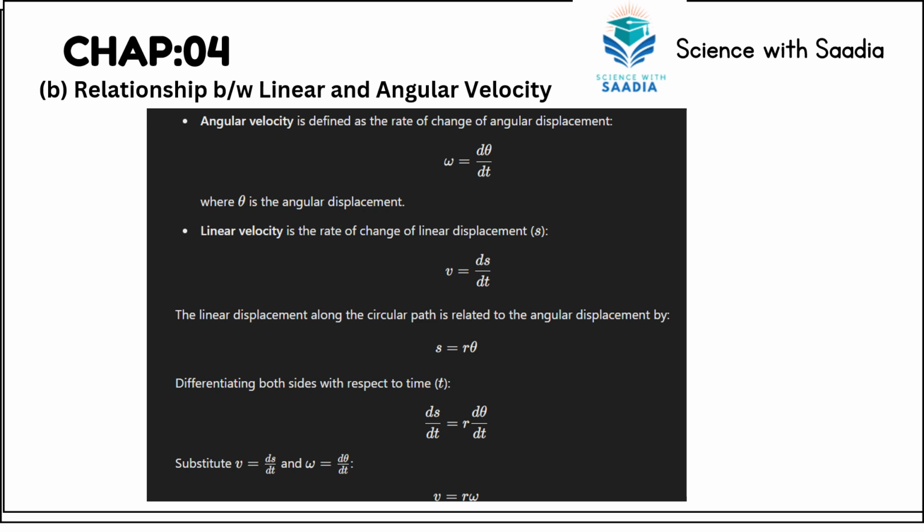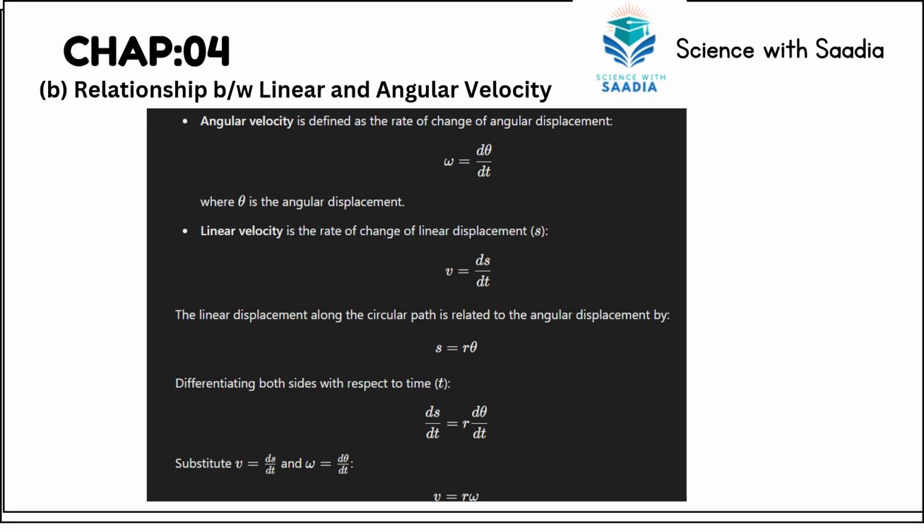So ds by dt is v, the change of linear displacement over time, and on the right-hand side, d theta by dt is the change of angular displacement over time. By putting in these values, we get the relationship between them, that is v = r omega, where v is the linear velocity, r is the radius of the circle, and omega is the angular velocity.